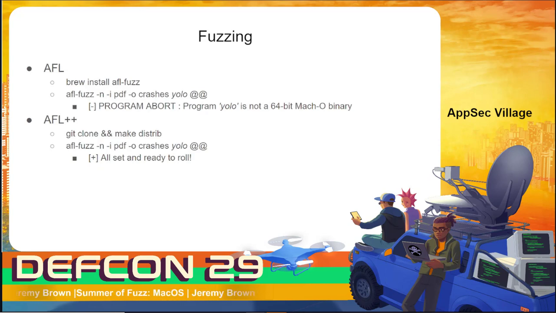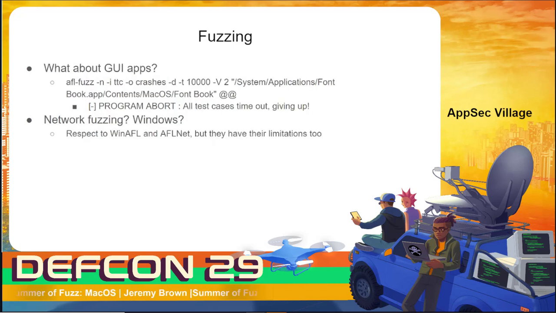So for fuzzing. AFL, if you try to run traditional AFL on Mac, it doesn't work so well. It doesn't think a lot of things are Mach-O, even though it's supposed to know how to recognize those. AFL++, again, ton of new development there. Looks like they got that figured out, so you can use AFL++ when you're fuzzing on Mac on simple console applications, things like that. But what about GUI apps?